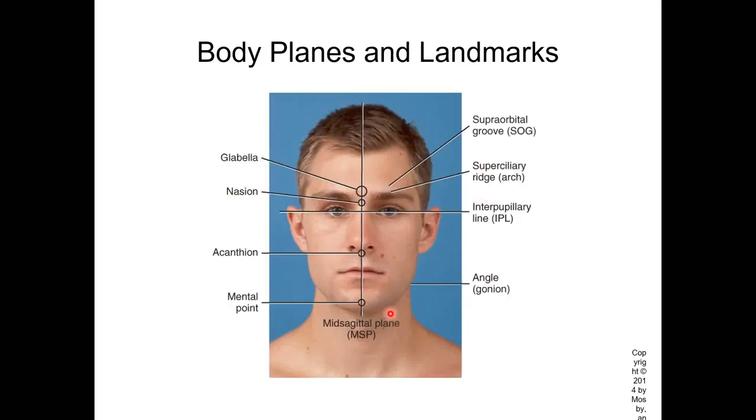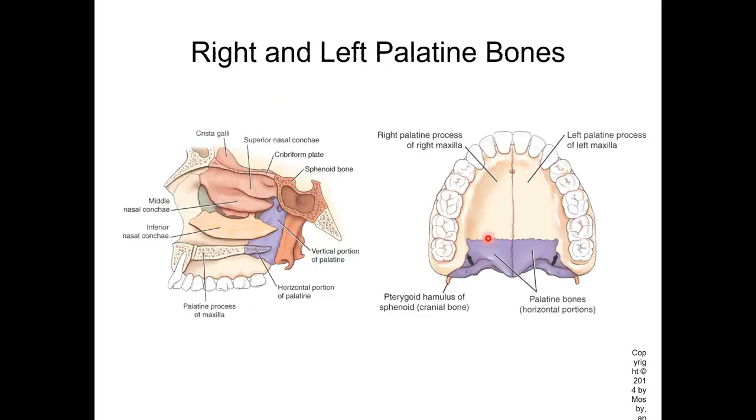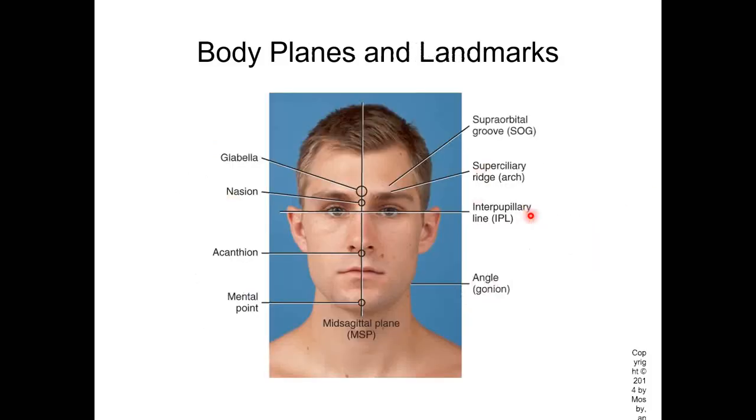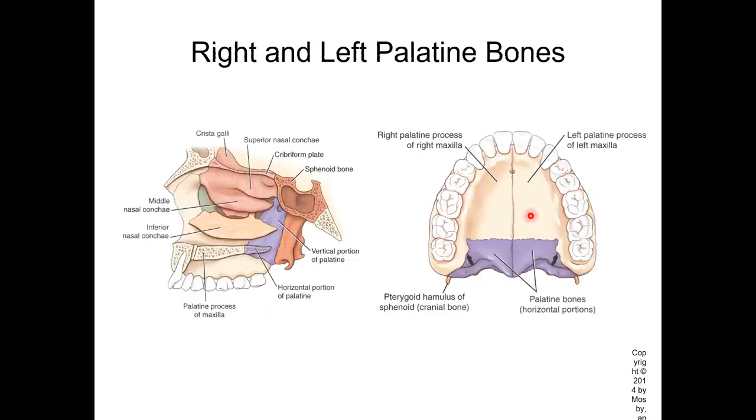And then the IPL or interpupillary line is also very important so that you're not getting any rotation of the facial bones. It would be going literally from pupil line to pupil line, and it would most of the time be either parallel or perpendicular to the image receptor. So those are your body planes and what junctions make up those little landmarks there.